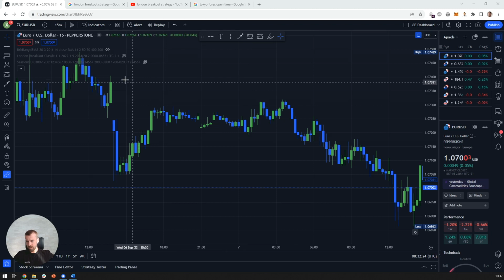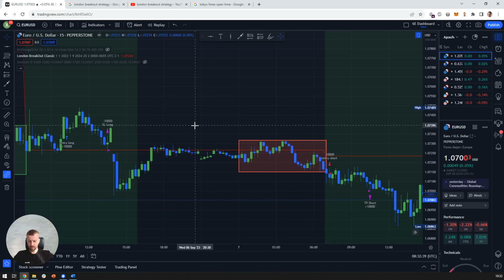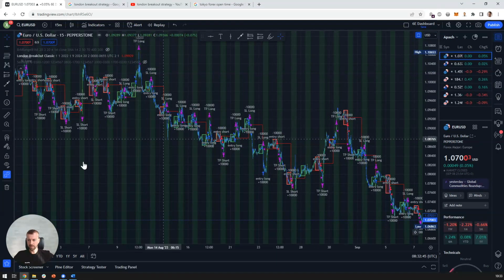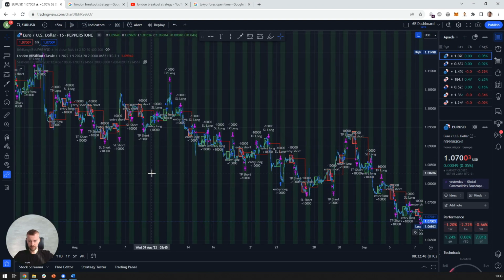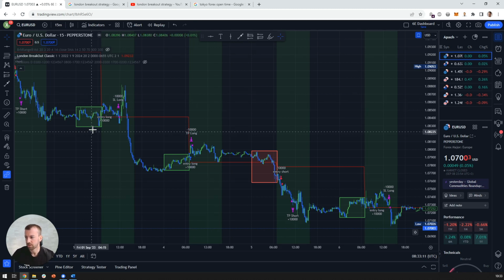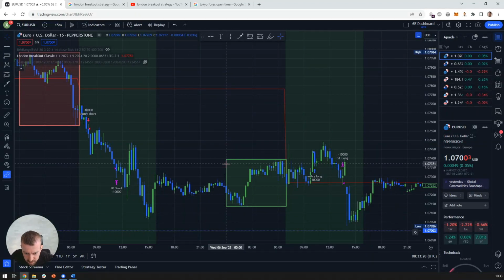So let me show you how I started with it. We're going to activate our London Breakout Classic. This is our cash curve. We will take a look at it later, because first of all, I want to explain to you what this strategy actually does. This is how it looks, guys. As you can see, there's a box drawn on our chart that displays the exact range of the Tokyo trading session. And we can check this. Let's see. It starts at midnight and ends at 7 a.m.